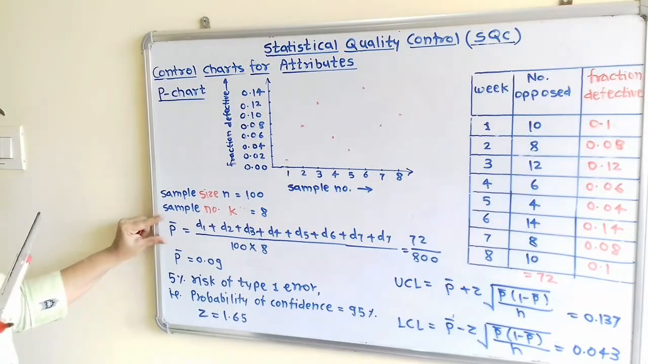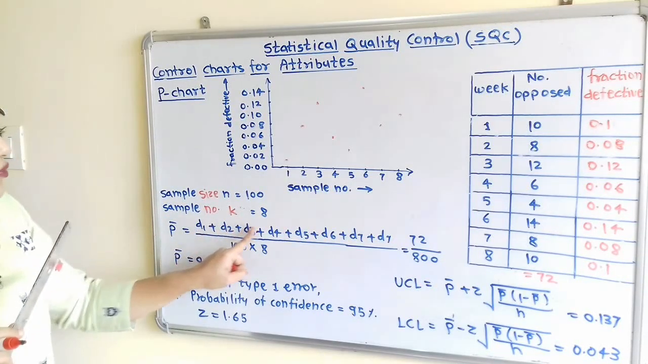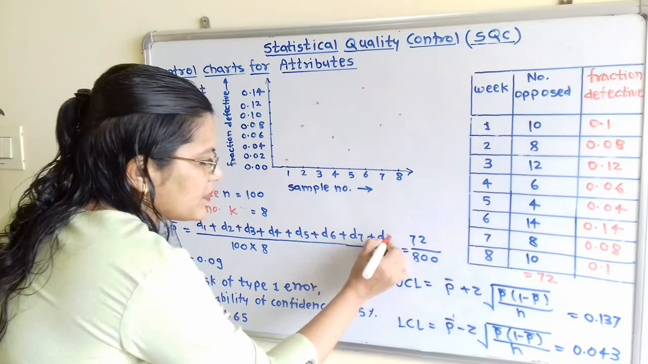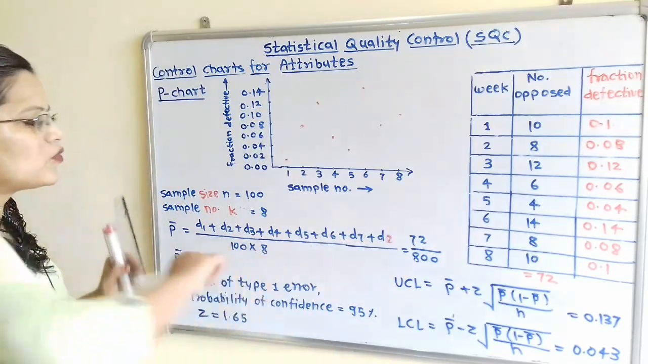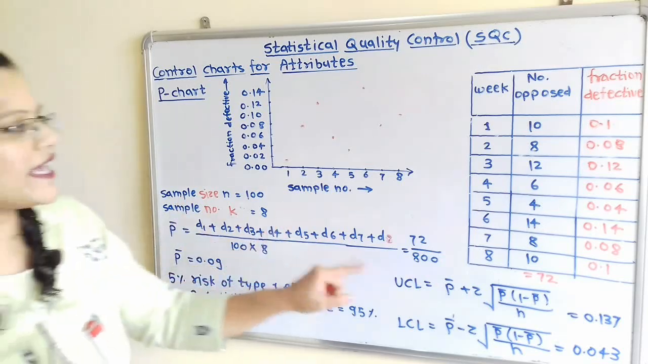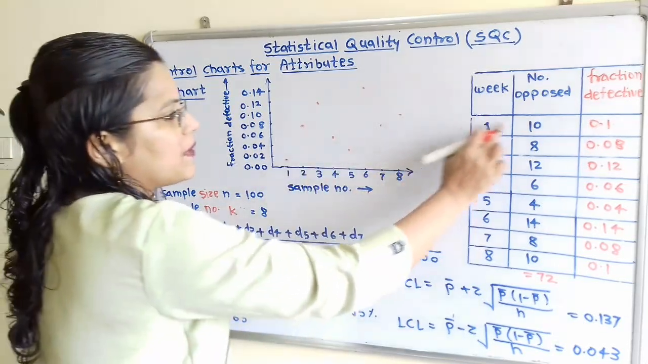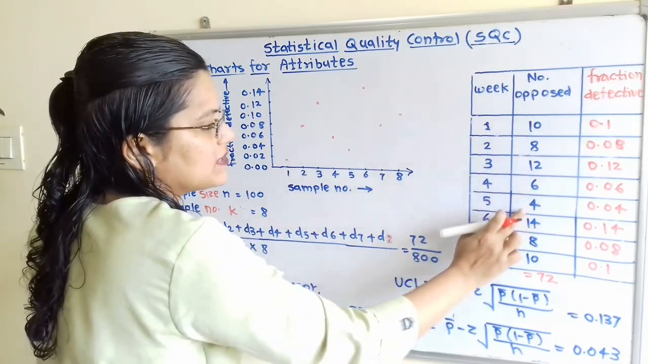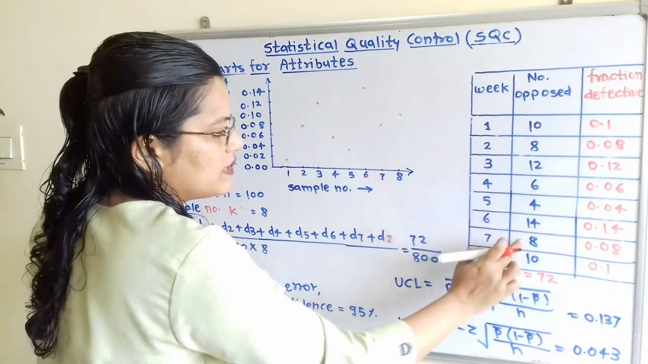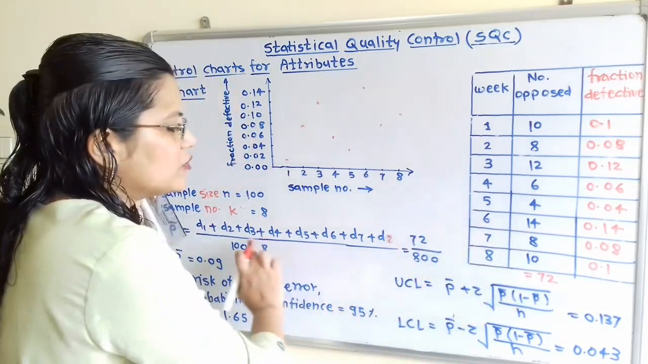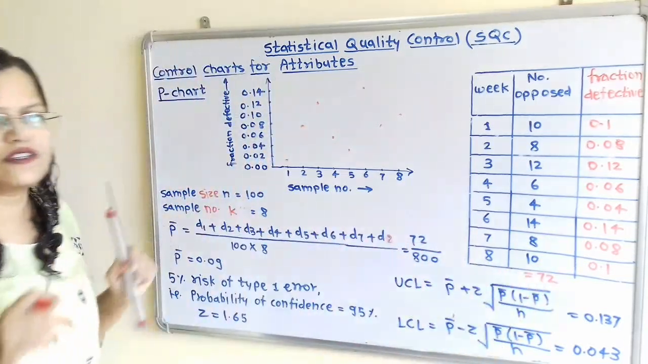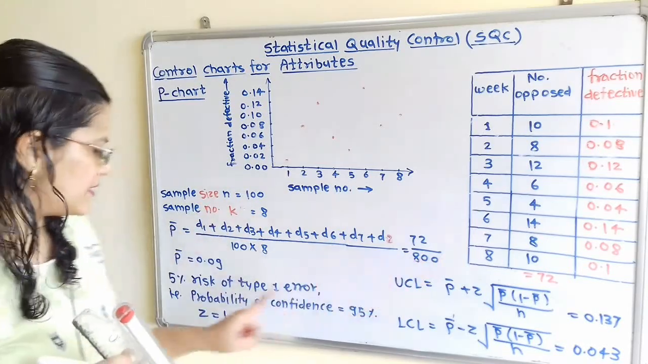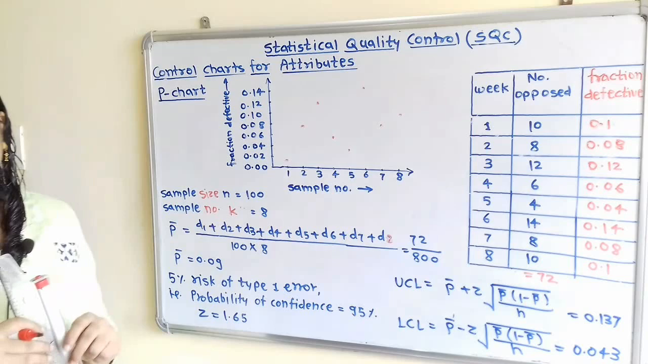The formula is P bar equal to D1 plus D2 up to D8, because the last sample number is 8, divided by N into K. Here we have to take the defectives: D1 is 10, D2 8, D3 12, D4 6, D5 4, D6 14, D7 8 and D8 10. If we add these, we get 72, divided by N into K, that is 100 into 8, equal to 800. So P bar is equal to 0.09.